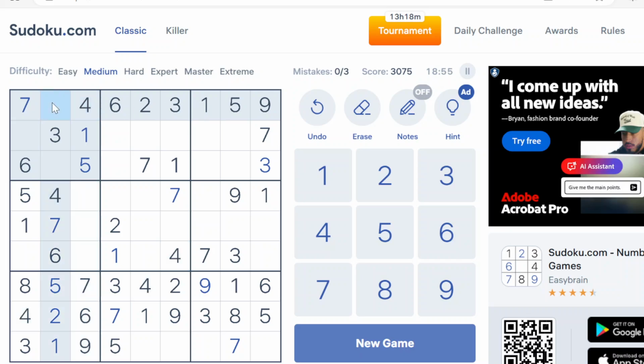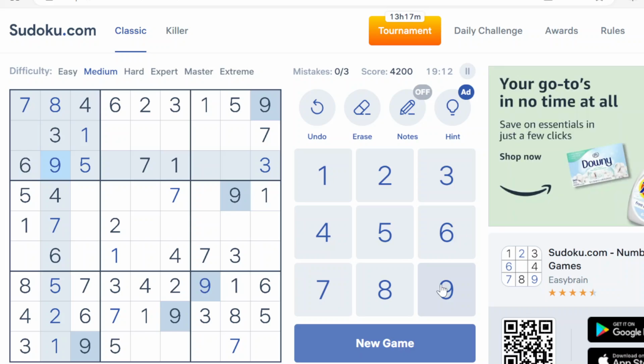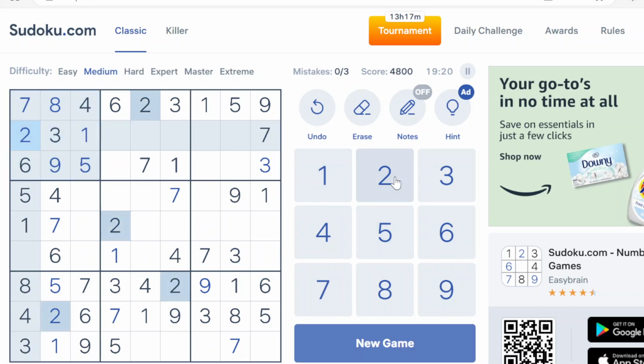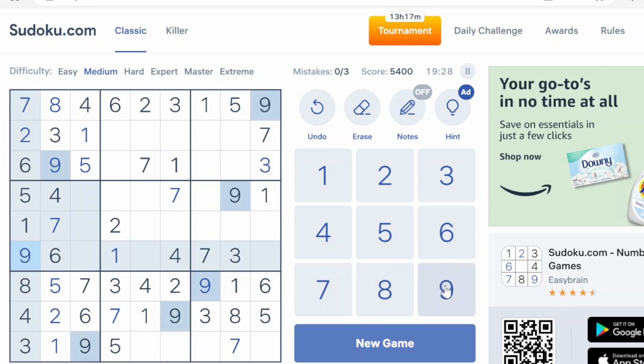So we can finish this row actually, because we already have all the numbers except 1, and this is gonna be 8. And we can now finish this column, which is gonna give us 9. And we can finish this box with 2. And we can finish this column with 9. And yeah, it's just pretty satisfying when it comes together like that.